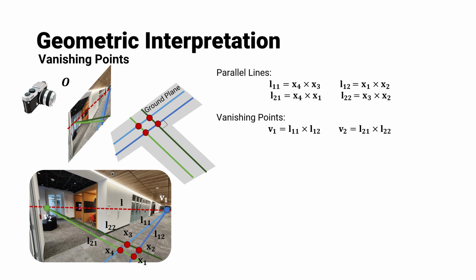And then to eventually find the vanishing line, which is the red line, we want to find the line which passes through both of these vanishing points. And again, that is done through another cross product, which is fairly simple. This is just an inception of cross products, which is great. And then we get the vanishing line.